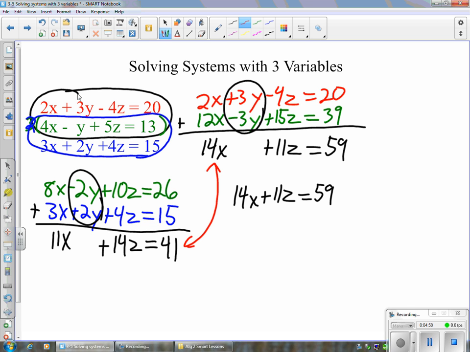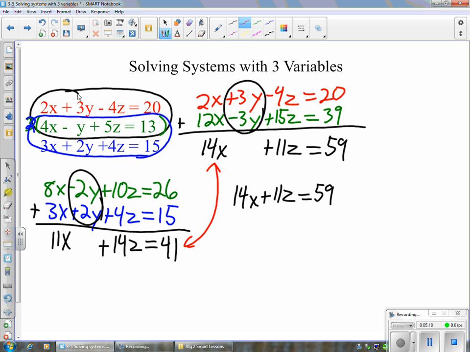Let's see, what do I have to multiply both of these by? Now, it doesn't matter which you solve by. Do I want to eliminate the x? Do I want to eliminate the z? That's not going to matter so much. So whichever works, looking at these numbers.